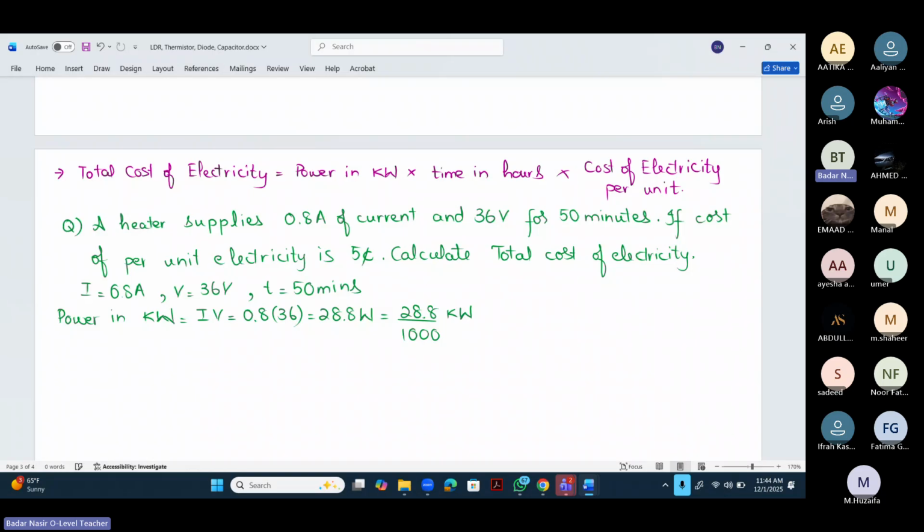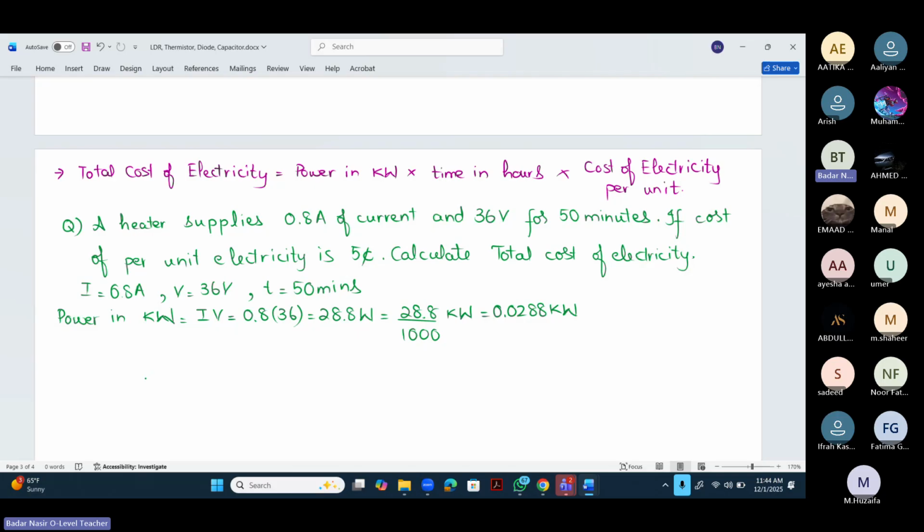If you have to change power from watts to kilowatts, you will divide the power by 1000. So 28.8 divided by 1000, we get 0.0288 kilowatt. Okay? So we have the power in kilowatt.